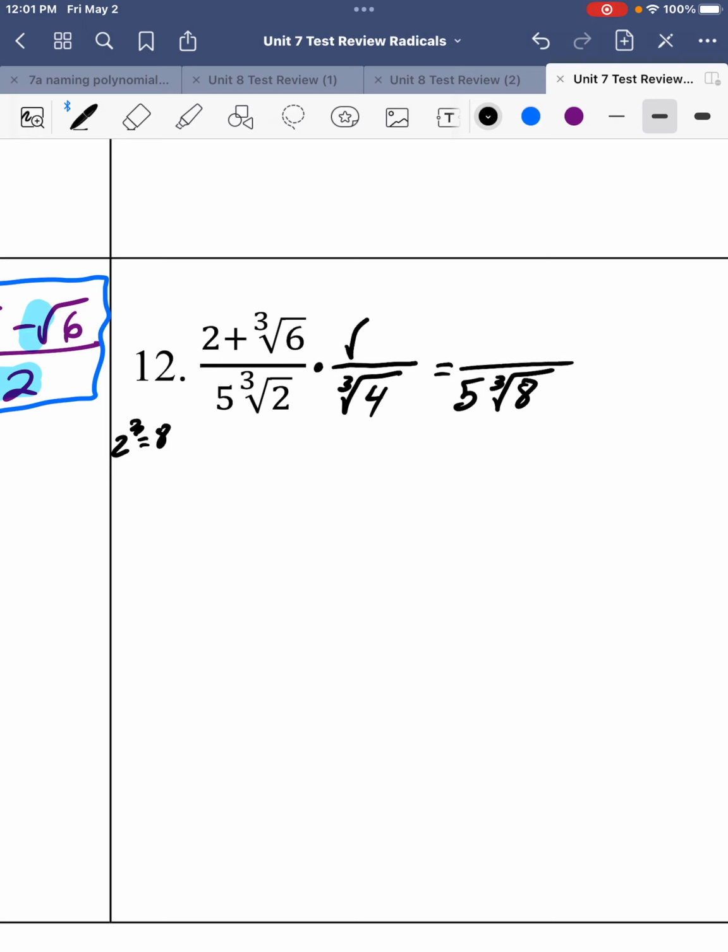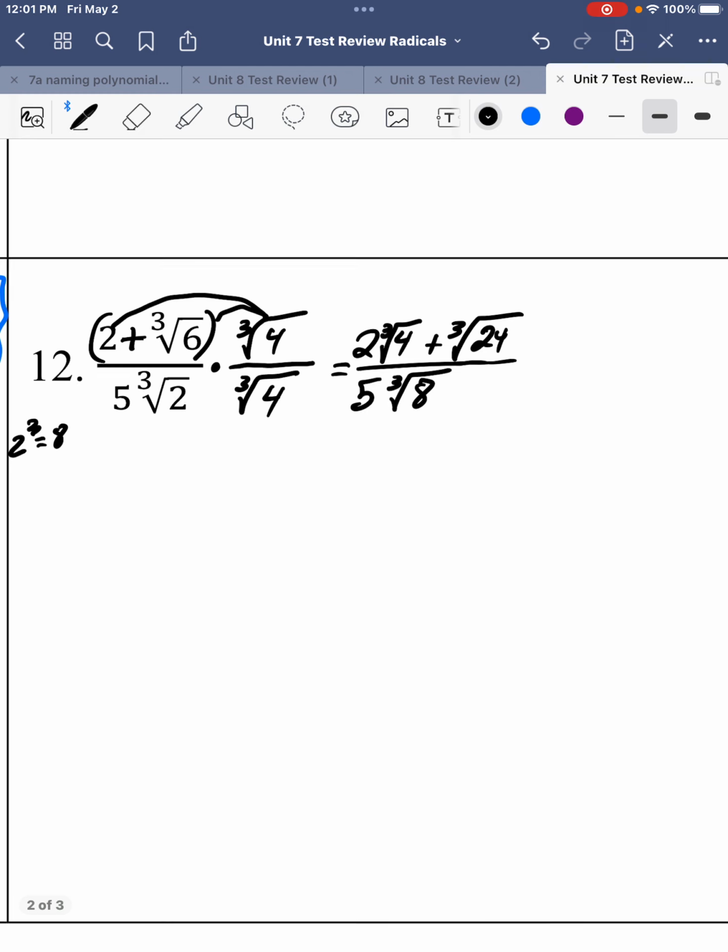Cool. So that means we have to multiply the numerator by the same thing. But I see a binomial here because of this plus, it's 2 terms. So distribute. So 2 cube root of 4, plus cube root 6 times 4 is 24. So after you multiply, you then got to try to simplify.